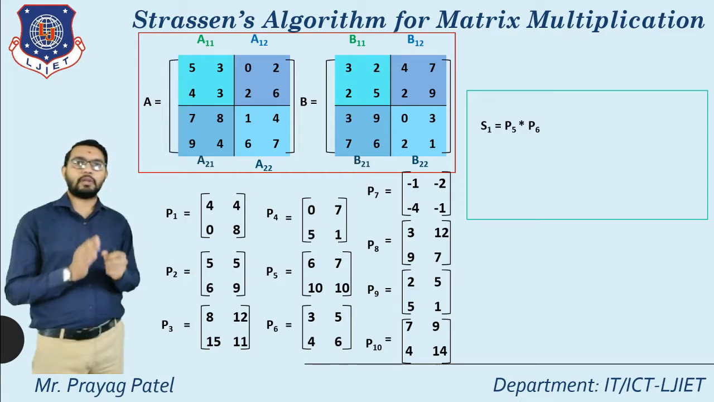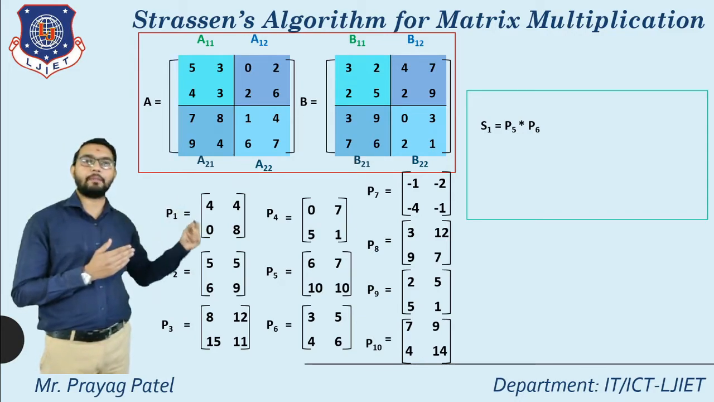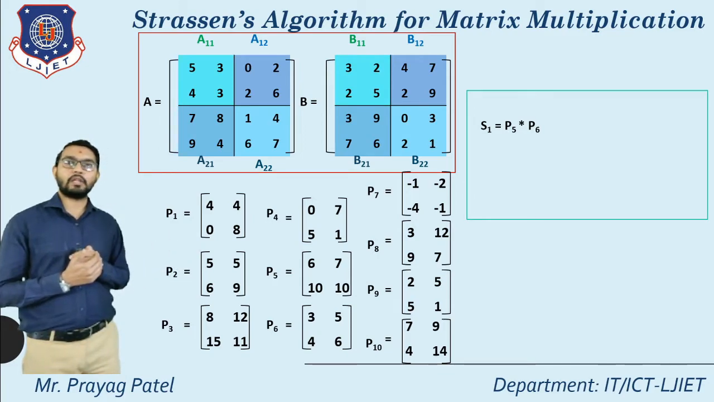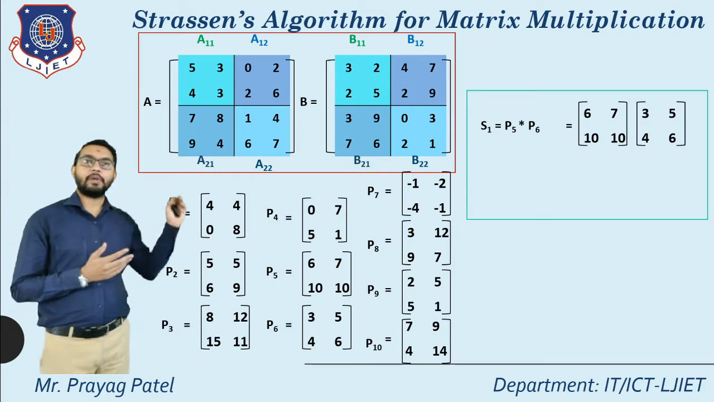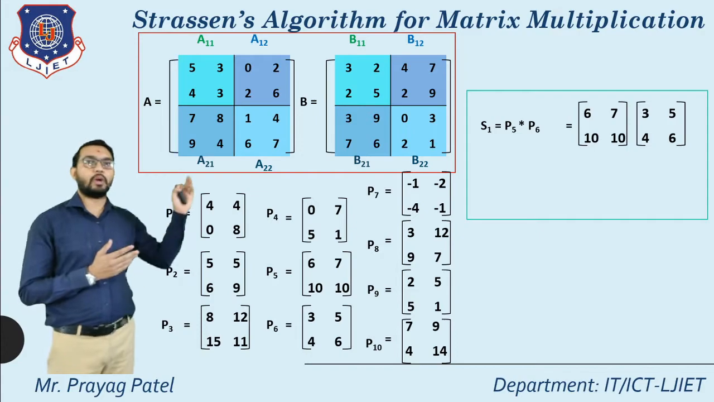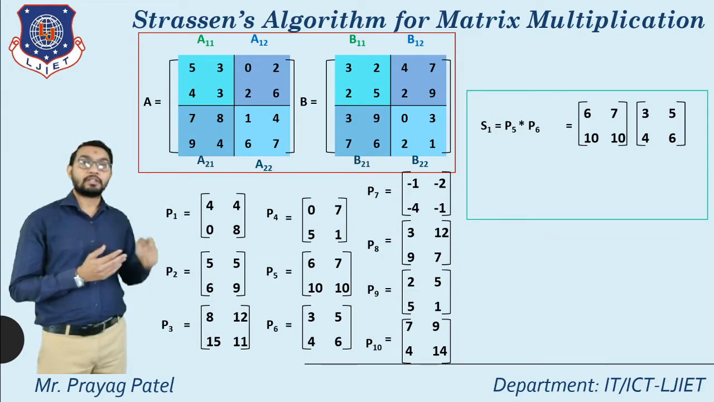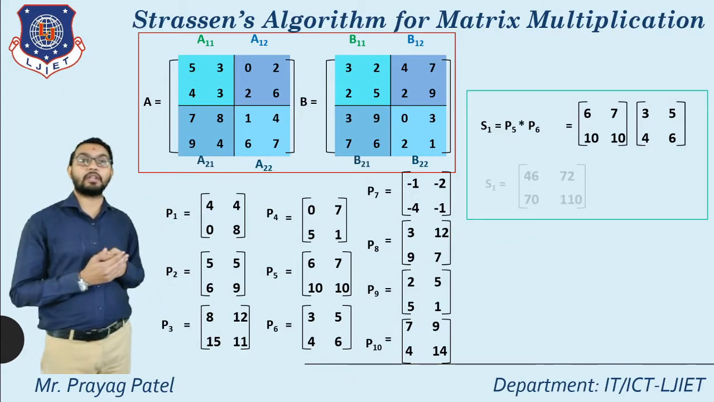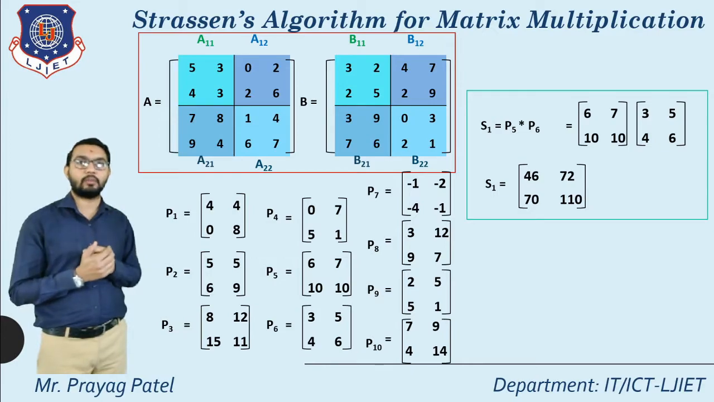Now first consider the S1 equation. S1 equals P5 multiply P6. P5 means the matrix 6, 7, 10, 10, and P6 means another matrix 3, 5, 4, 6. Now multiply these two matrices. For the multiplication of these two matrices, in the same way you can perform the operation like matrix multiplication using Strassen's algorithm.